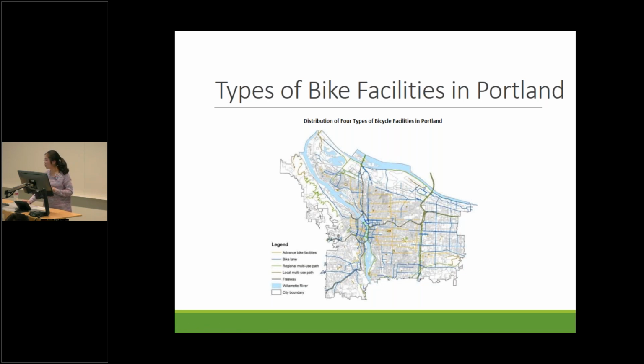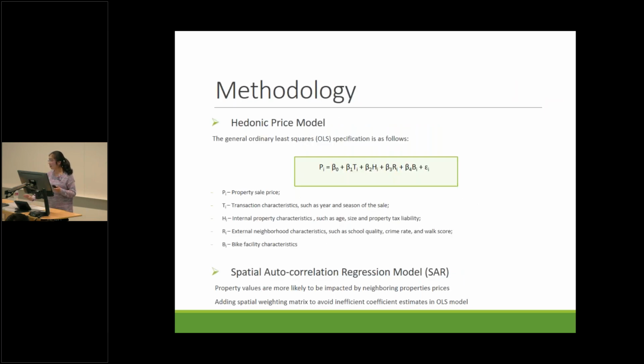So given the 4 types introduced, I want to introduce the main methodology we used to value the impact of those facilities. The method we use is called the hedonic price model. Actually, it's just a regression model that uses the property price as the dependent variable, and then controls different independent variables to see whether the bicycle characteristics will have impacts on the property value.